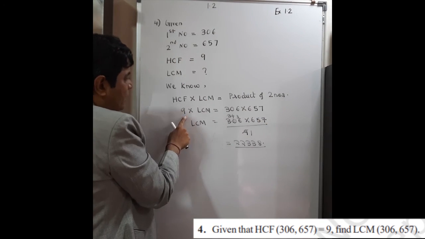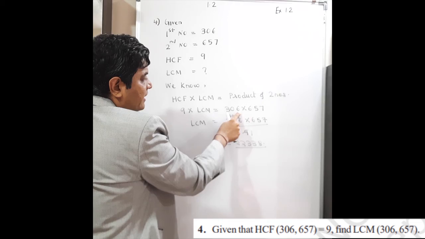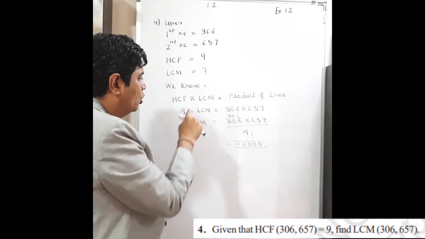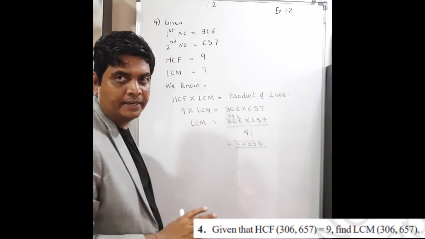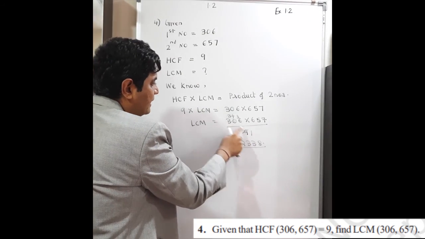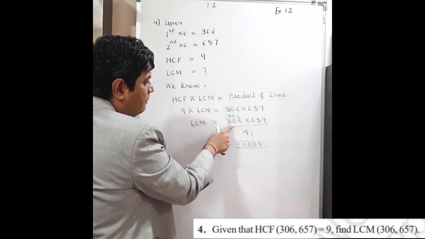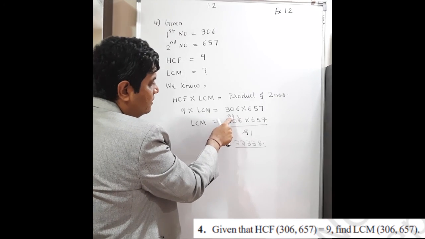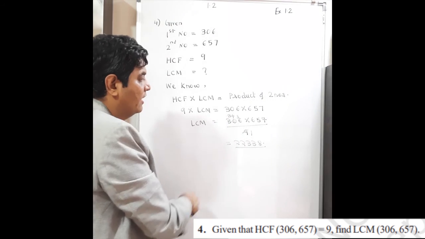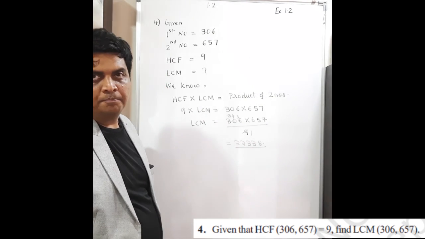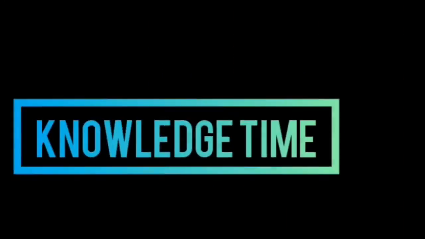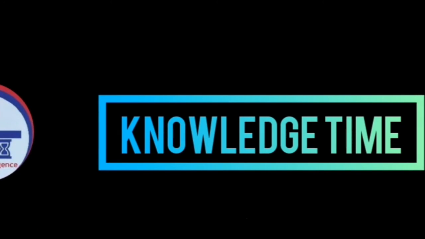Your HCF is 9 multiplied by LCM is 306 into 657. So LCM is 306 into 657 divided by 9. When you divide by 9, 9 ones are 9, 9 threes are 27, and remainder is 3. 9 fours are 36. 34 multiplied by 657. You get answer as 22338. So this is your LCM. Okay, please note down.